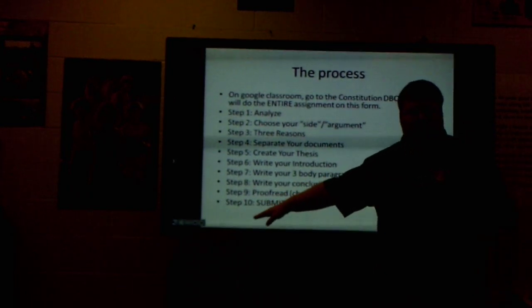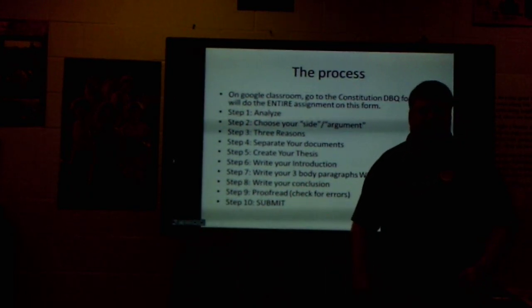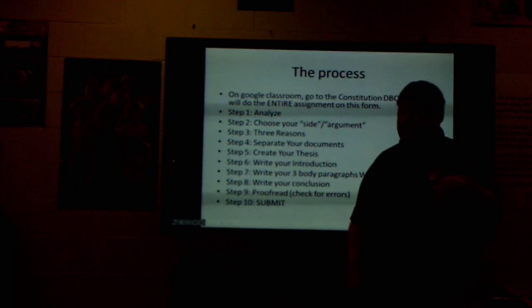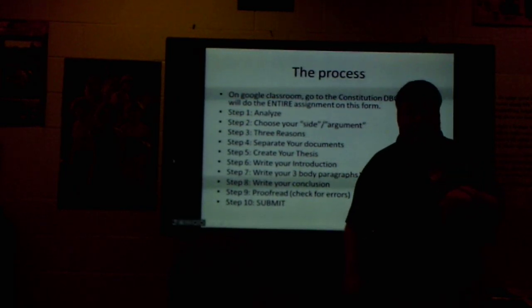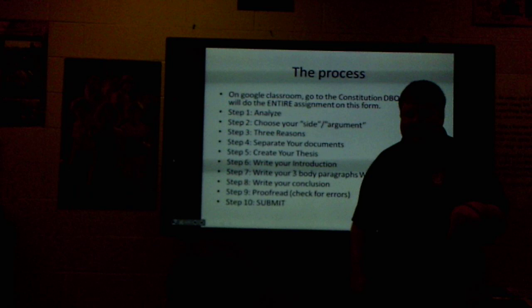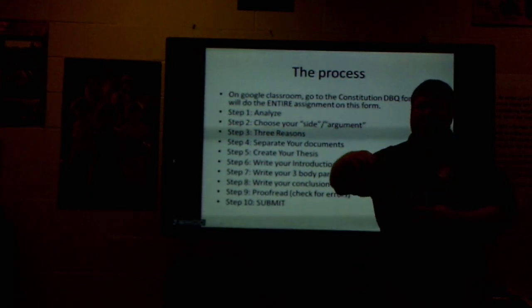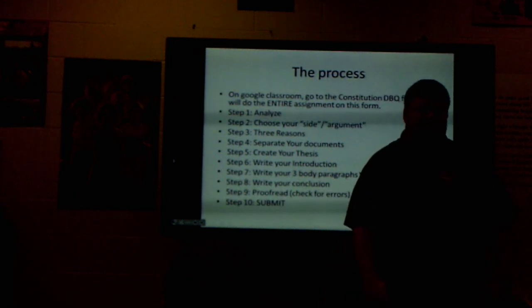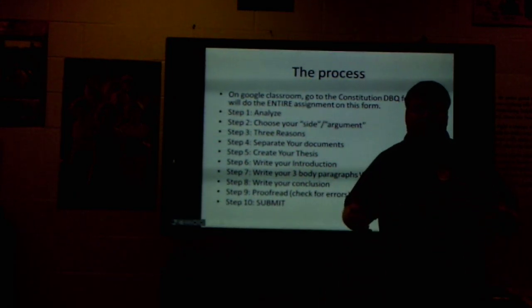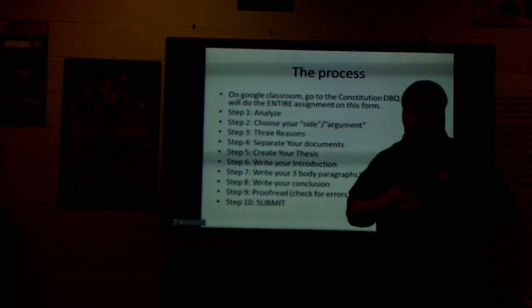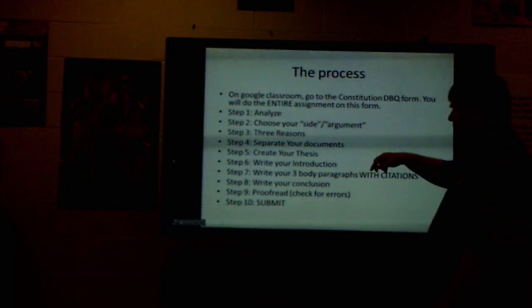Then you submit it, okay? And I'll show you how to submit it. Since it's on a Google Doc, you're going to submit it on Google Classroom. Don't email it to me, okay? Don't hit the share button and share it with me, because that means I got to go through all of my emails just to find your paper. I want you to submit it on Google Classroom. If it's on a Google form, all you have to do is click submit. But y'all's is on here.